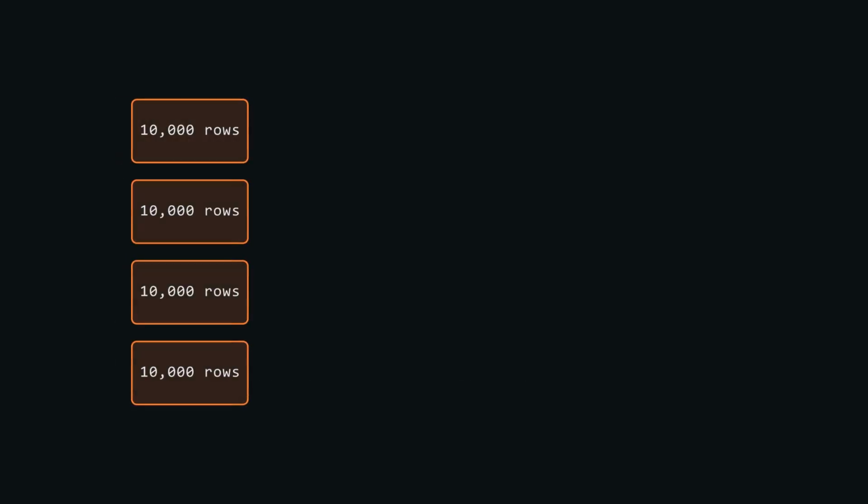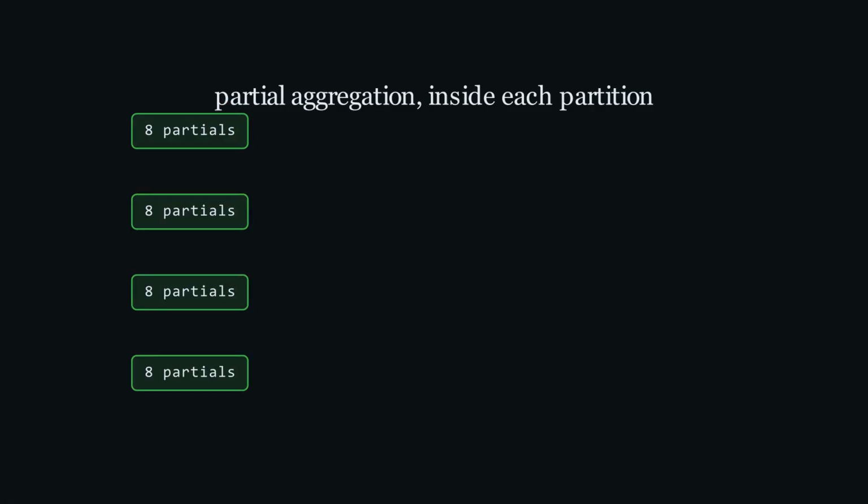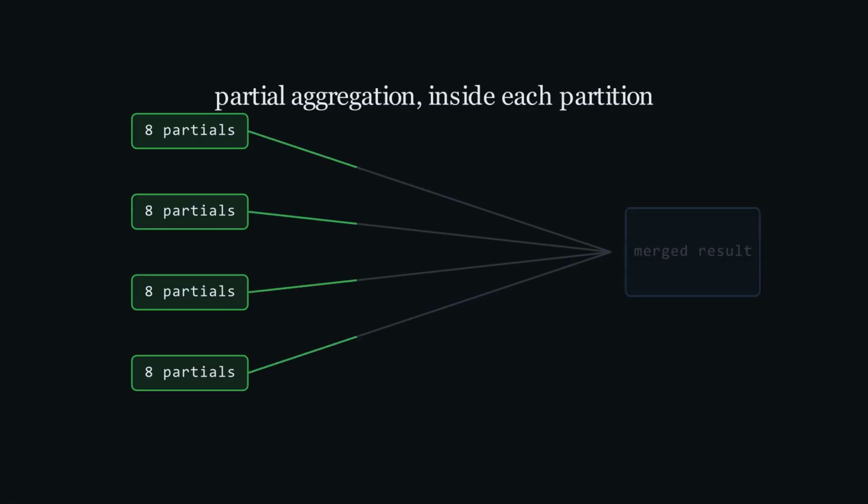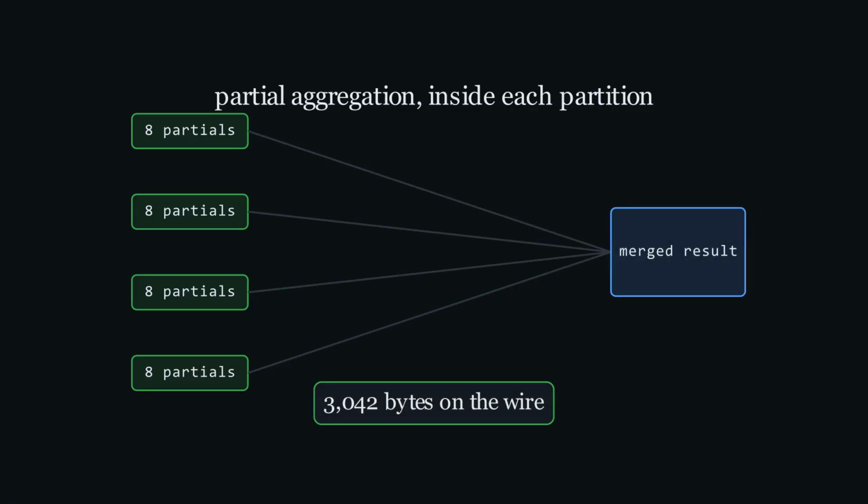Here is what actually runs. Your 4 input partitions each aggregate their own rows first, so a partition holding 10,000 rows hands over 8 partial results, not 10,000. Only those partials cross the network, and a final stage merges them into your answer. That is why 3 kilobytes was enough.